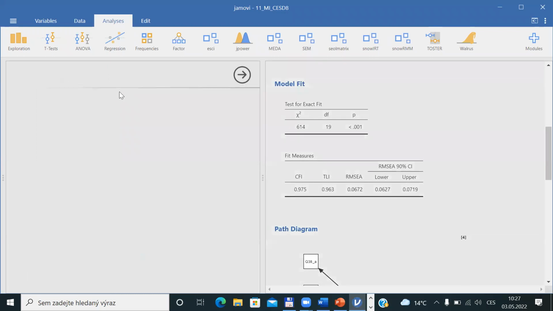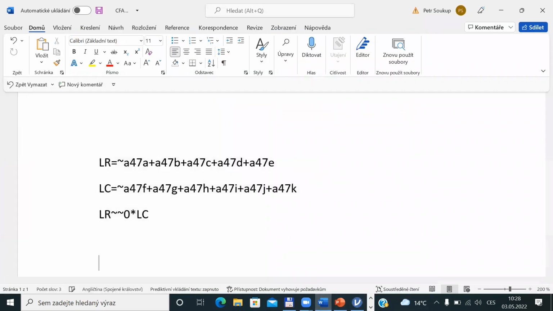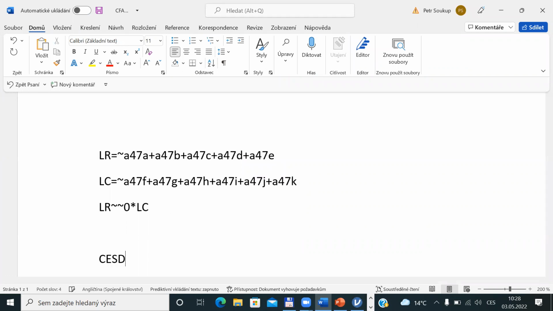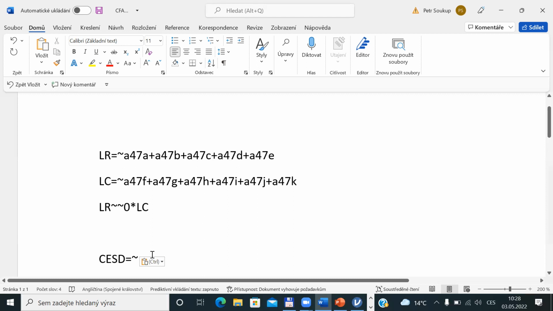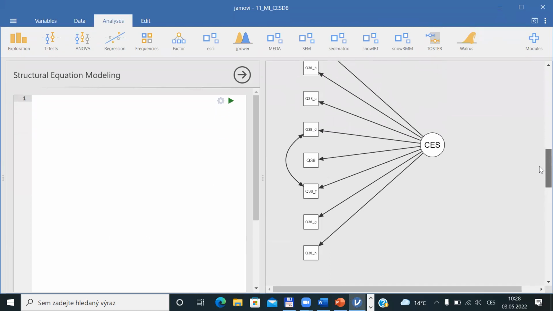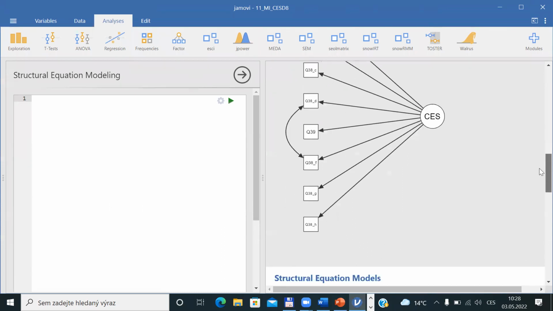syntax. And first of all, I would need to define my model as a whole. So I would need to prepare the model. So maybe I will once again use this Word document. First of all, I will define CESD. Once again, I would need to define a factor model, so equality sign and tilde. And then I need to add my individual variables. So once again, it is Q, big Q, 38, underline A, up to underline H.